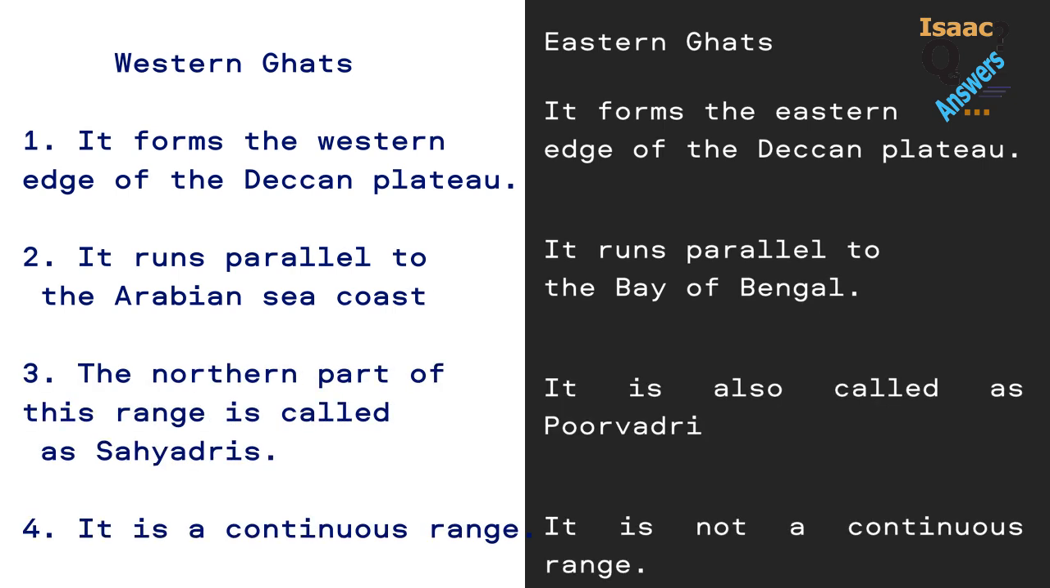Question number 2. Western Ghats, Eastern Ghats. Western Ghats: 1. It forms the western edge of the Deccan Plateau. Eastern Ghats: It forms the eastern edge of the Deccan Plateau. 2. It runs parallel to the Arabian Sea coast. It runs parallel to the Bay of Bengal. 3. The northern part of this range is called Sahyadris. It is also called Purvadri. 4. It is a continuous range. It is not a continuous range.